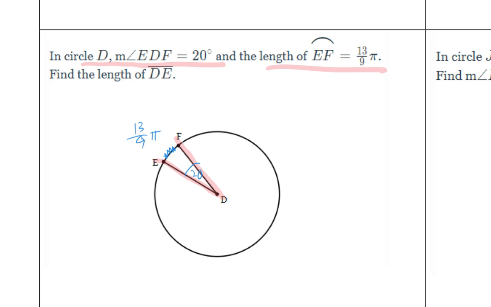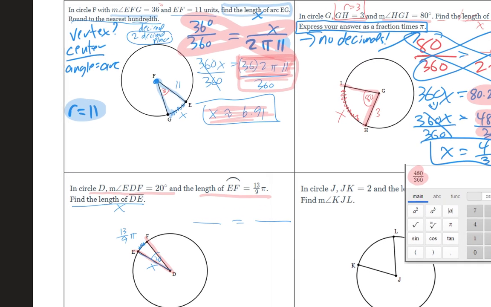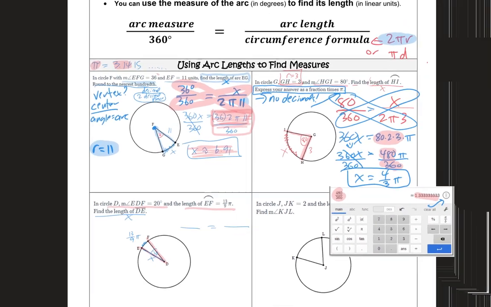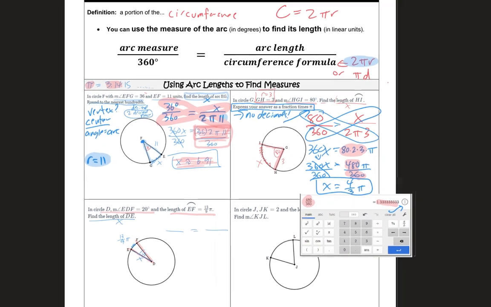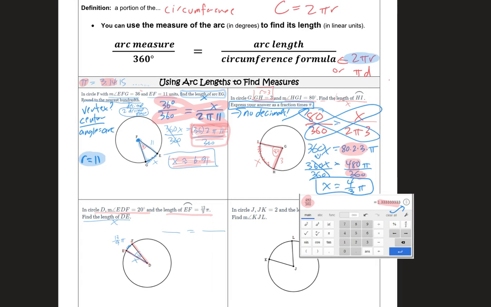So now they want us to find the length of DE. They want us to find this right over here. So that's our x. No big deal. We're still going to use our same setup. Once we know how to problem solve, we're just going to write in our answer information. All right, so let's get all this over here. We know on top it's going to be the arc measure over 360. Well, if that's 20, we know the arc measure is also 20, right? So that's going to be 20 over 360, equals the arc length.